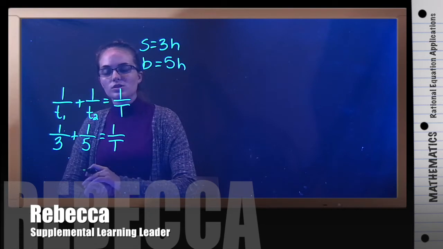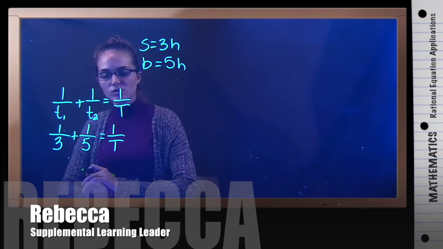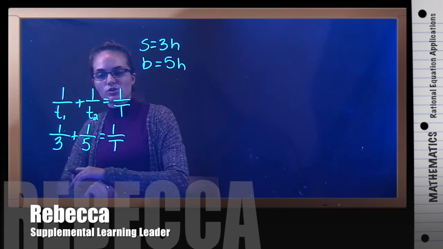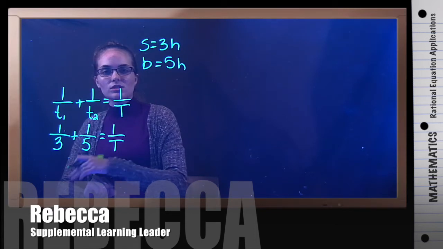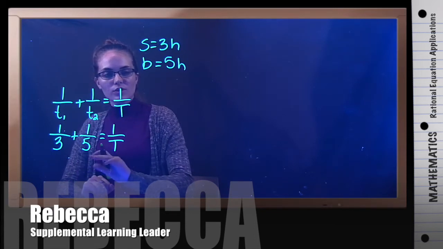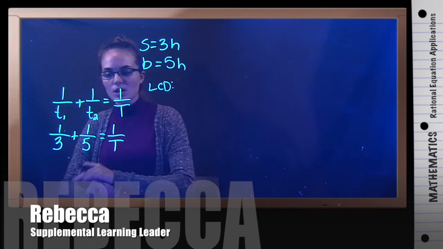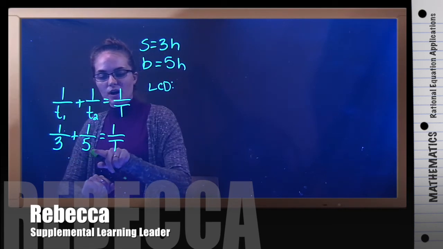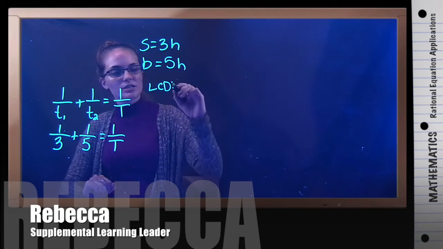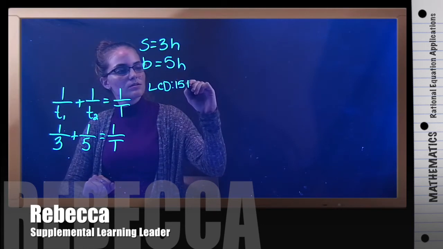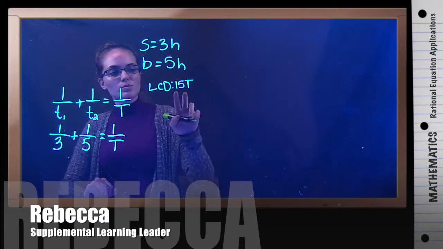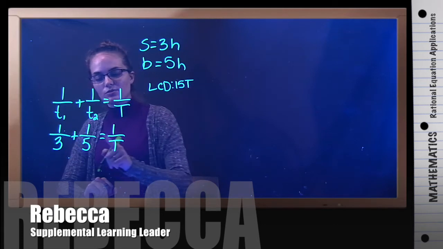There's a couple different ways to do this. We can either clear the fractions or we can add the fractions and try to work with them. I'm going to suggest let's clear them. So to clear the fraction, we first have to find the least common denominator. So between 3, 5, and T, the least common denominator is 15T. And now we have to multiply 15T times every single fraction.